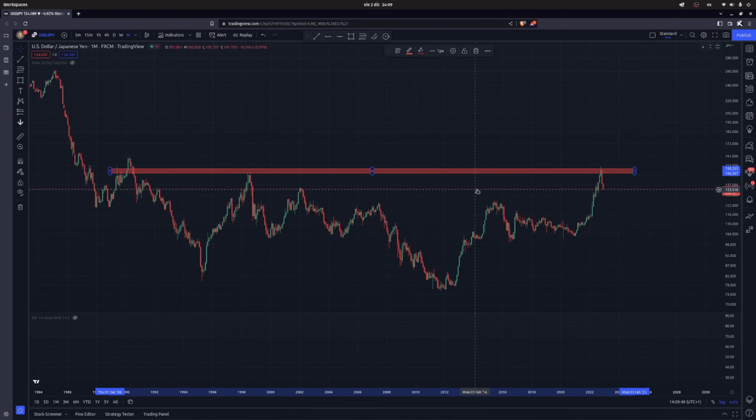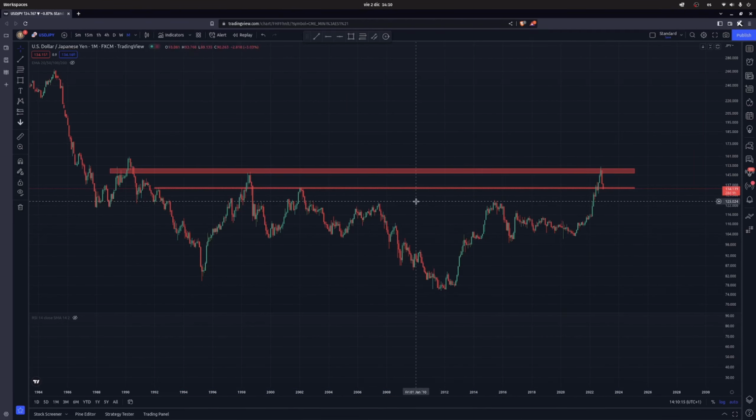And let's see if there's anything else, maybe here, right? So let's draw that in. Something like that, because we had two rejections here. Another one would be around here, right? So we had here, here, here, here. So multiple rejections. This was acting as resistance here, as support here, over here.